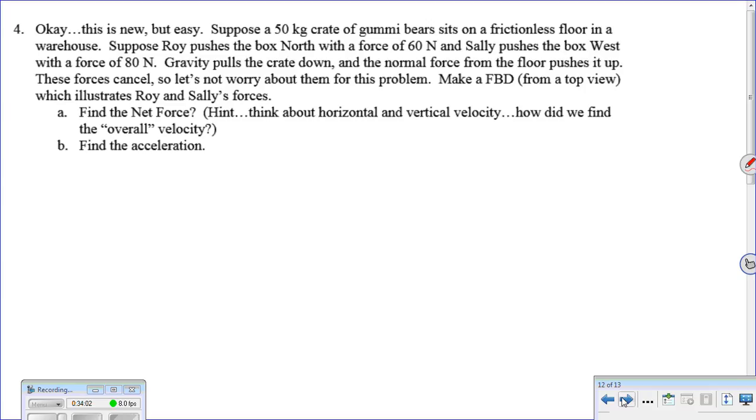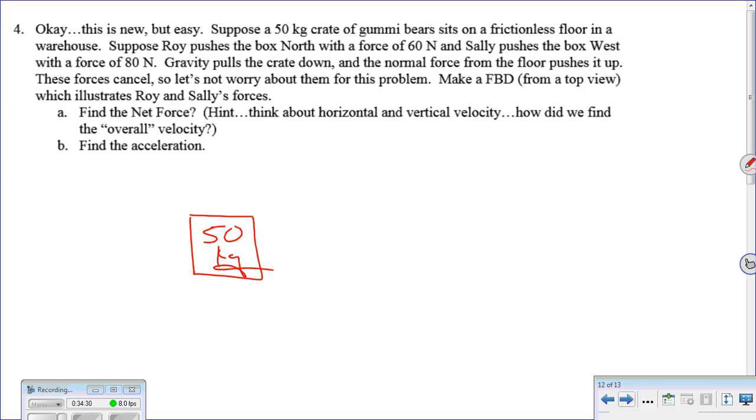All right, so this time we got this 50 kilogram crate of gummy bears sitting on a frictionless floor. So here's the crate. Listen up, you guys. Thank you. I know you guys are tired of listening to me talk. All right, so it says Roy pushes the box to the north and Sally pushes west. So technically speaking, gravity's going to pull the crate down and the normal force is going to push up, but those are going to cancel, right?